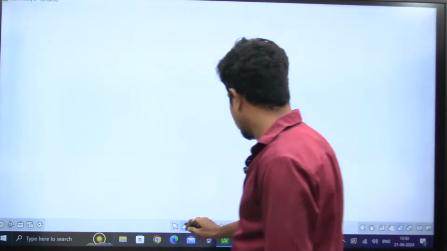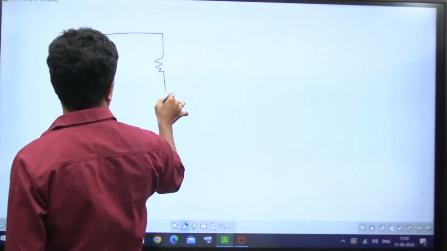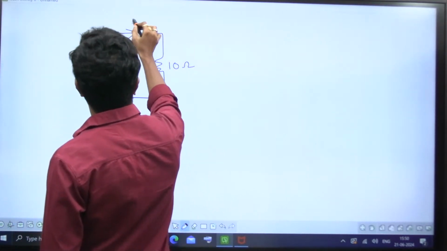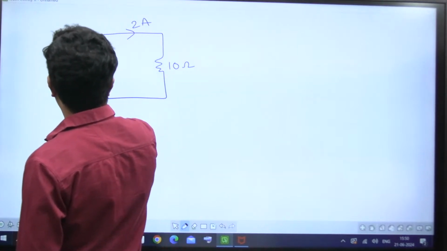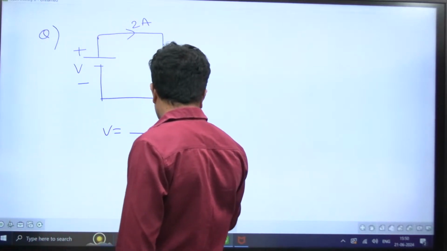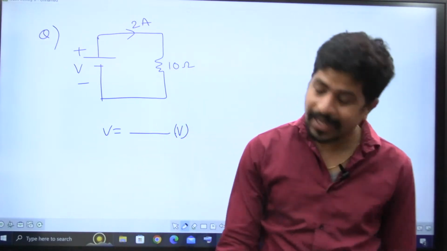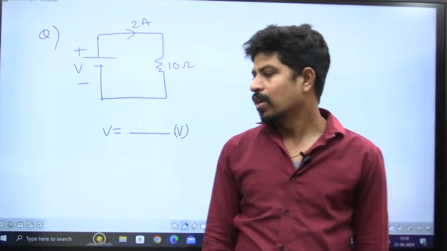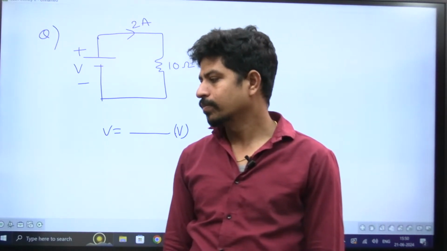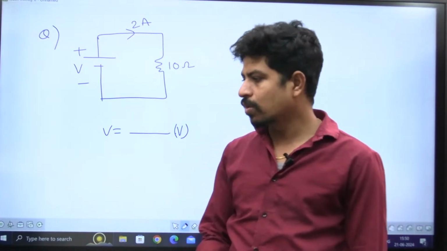Let me take up one simple question. This is 10 ohms. This one is 2 amperes. V is equal to dash volts. This V is dash. Answer, please, mechanical guys. First priority is given for mechanical guys. Simple question. I'm expecting an answer from you guys for this question.